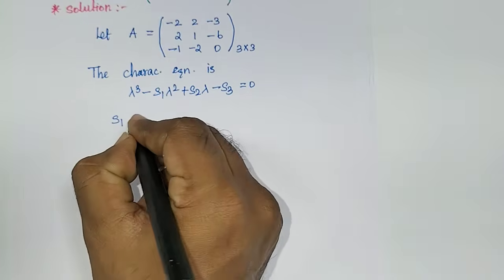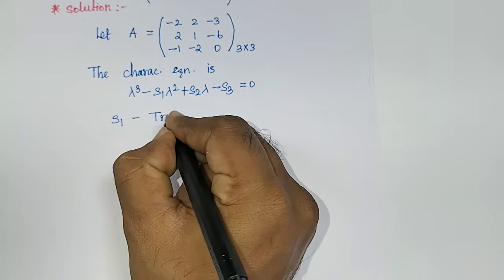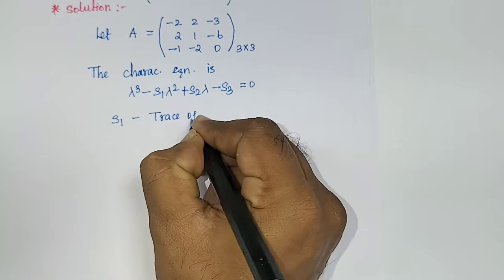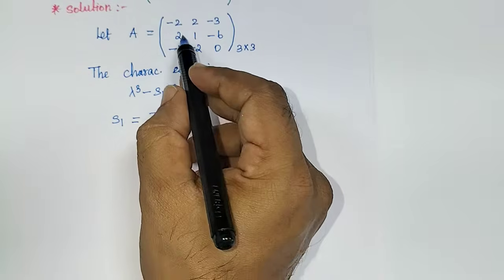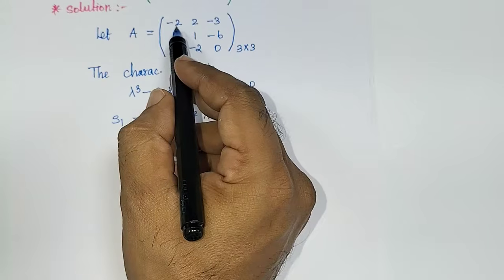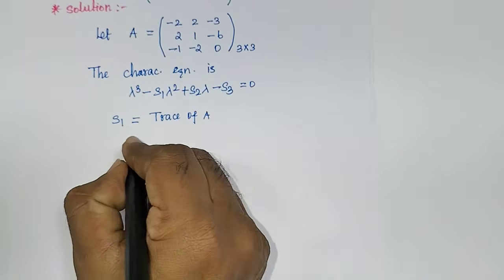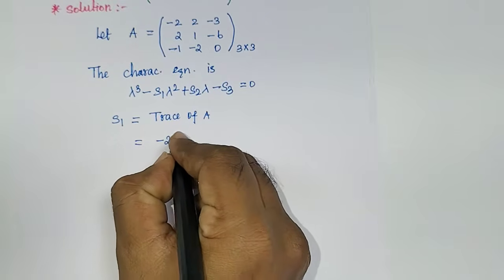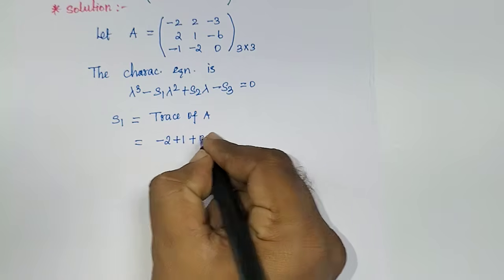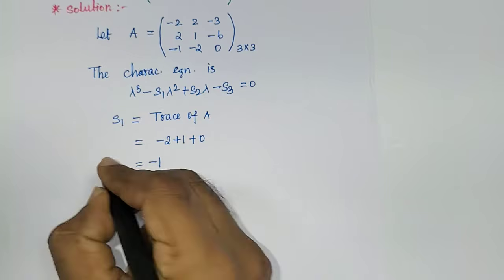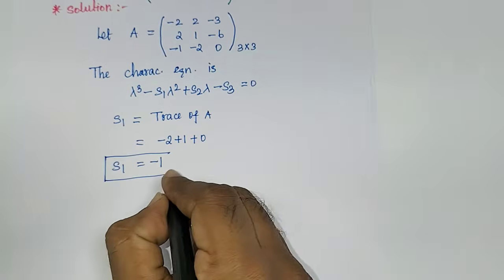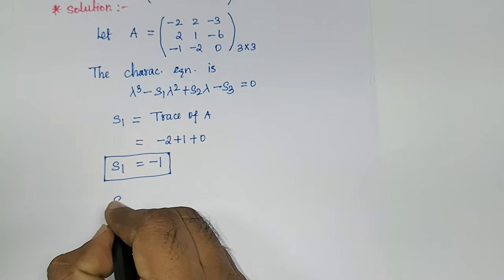S1 represents the trace of A. Trace of A is nothing but the sum of all the diagonal elements, here minus 2, 1, 0. I'm writing minus 2 plus 1 plus 0. You will get S1 is equal to minus 1. And next I'm going to find S2.